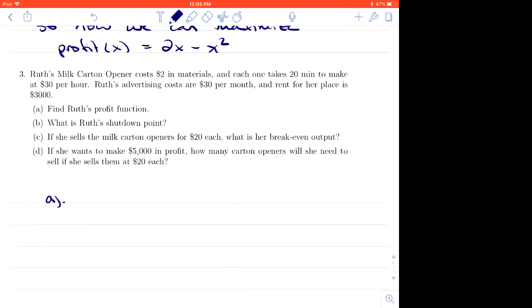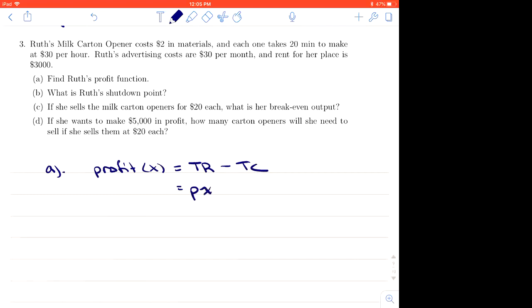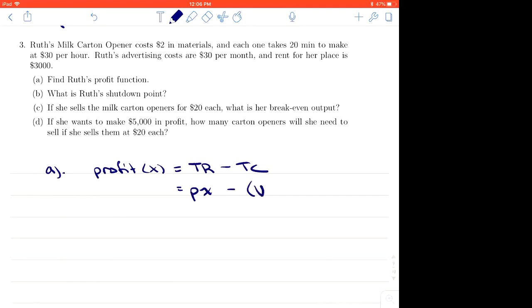It doesn't matter how you do it. But the profit, part A, profit of X, we know is the total revenue minus the total cost. Total revenue, we can replace it with P times X, just placeholders for now, minus the total cost is the variable cost plus the fixed cost.